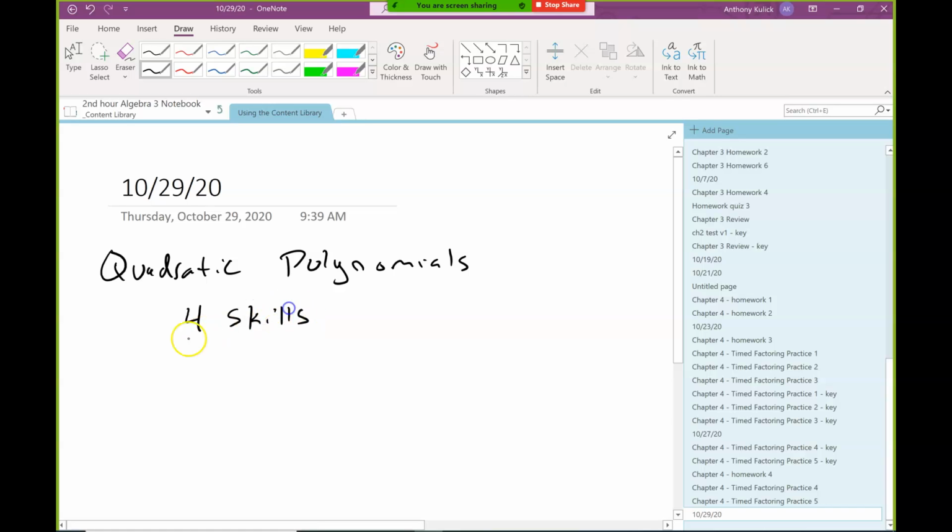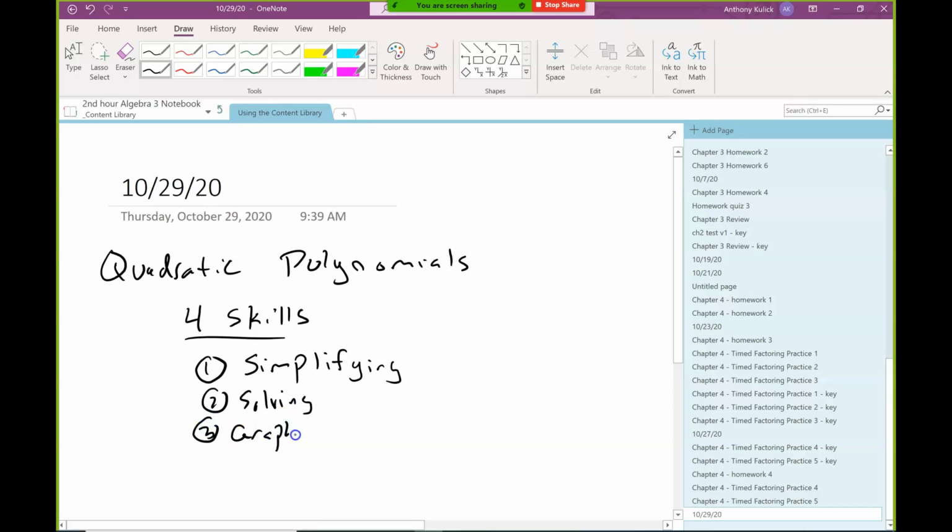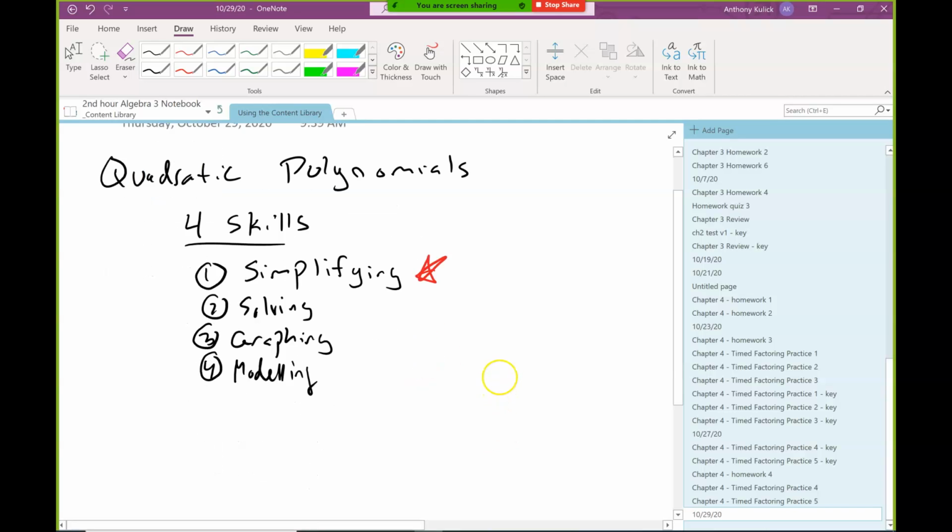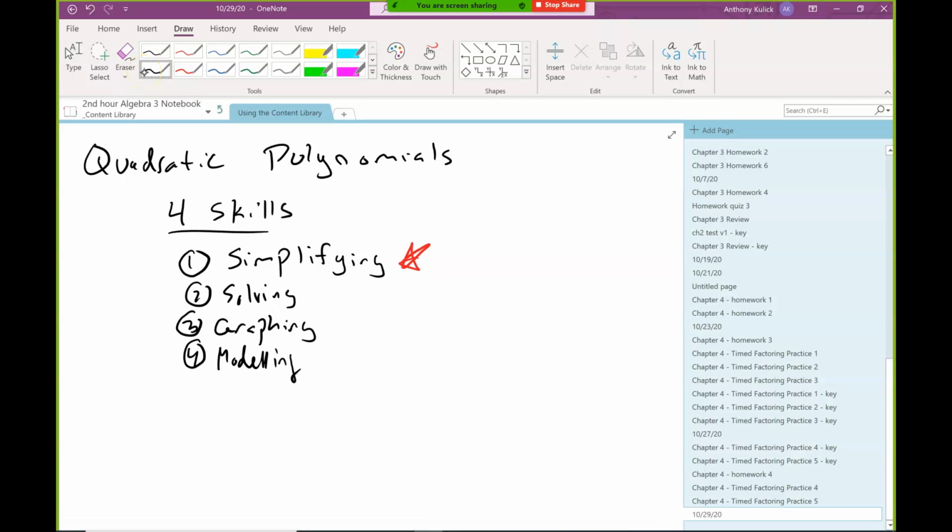At the beginning of this chapter, we talked about there being 4 primary skills that we wanted to work on. So there was simplifying, solving, graphing, and modeling. And at this point, we've just been working on the end. That's the skill that we've been spending our time on the last couple of lessons.